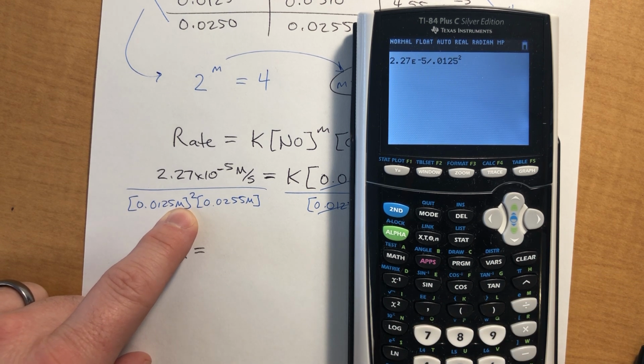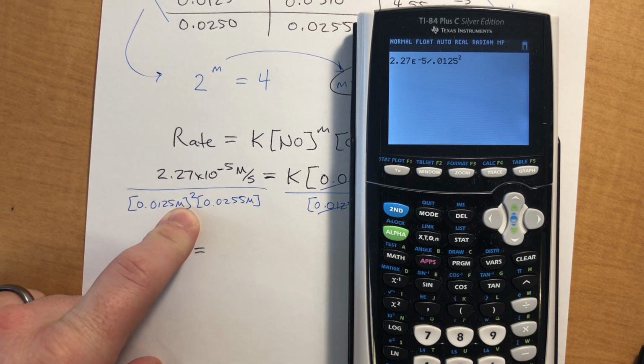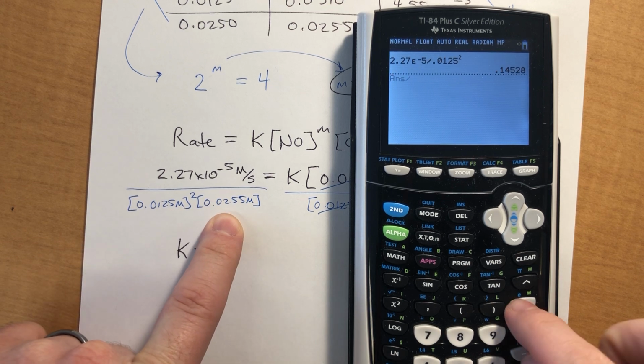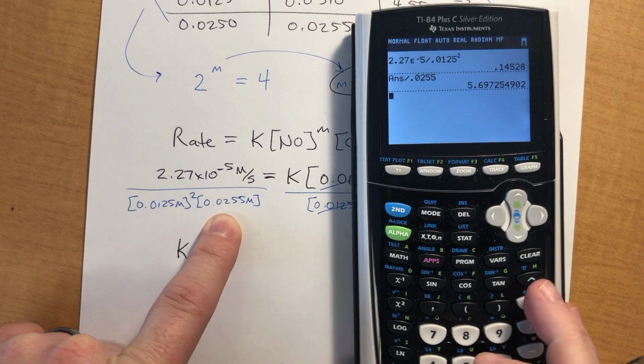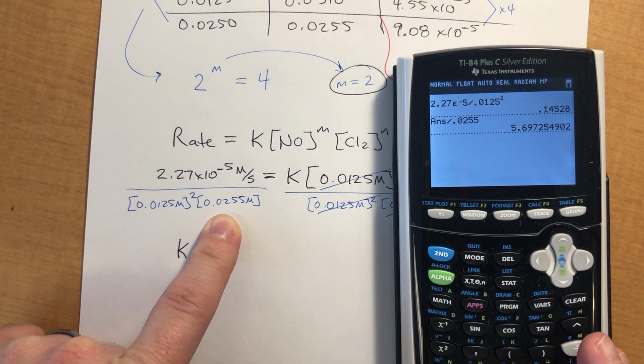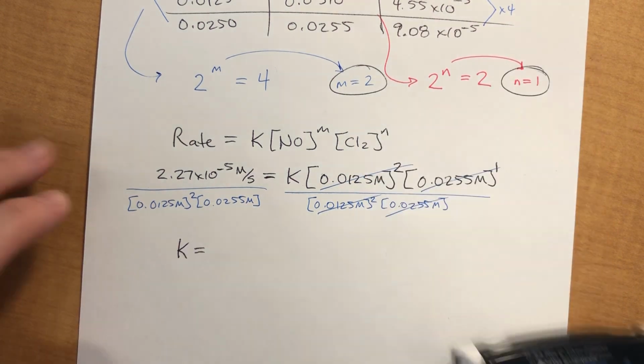And I'm going to hit equals because otherwise I have to be really careful with parentheses. This is also on the bottom, so I'm also going to hit divided by 0.0255. Okay. And I got 5.70, I guess.